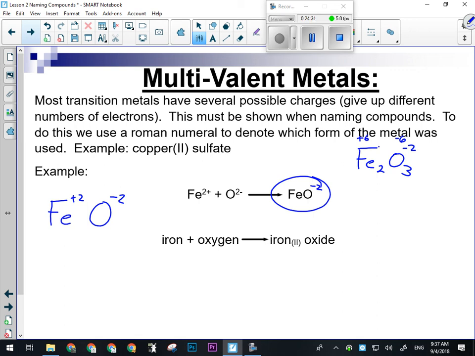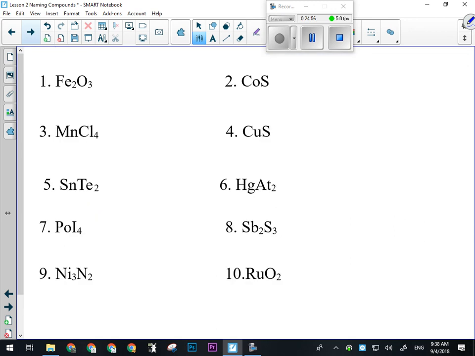Okay, so this is iron 3+. So this stuff would be named iron Roman numeral 3 oxide. And those Roman numerals are a little bit subscript when you write them. Everybody all right with that? So we write the charges and we figure out what the charges will be. So let's try a couple of examples here. We already did this one.